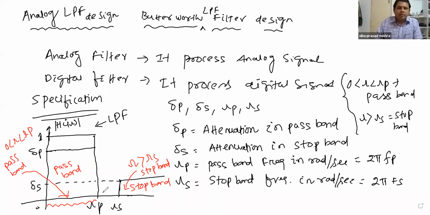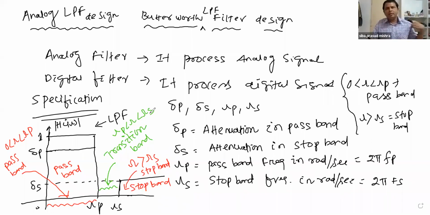And this portion, see this portion, this is your transition band. Transition band means omega p less than omega s. Clear, all of you? Yes or no? Yes, sir.